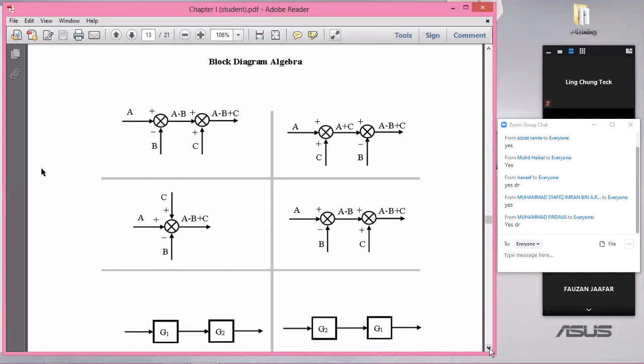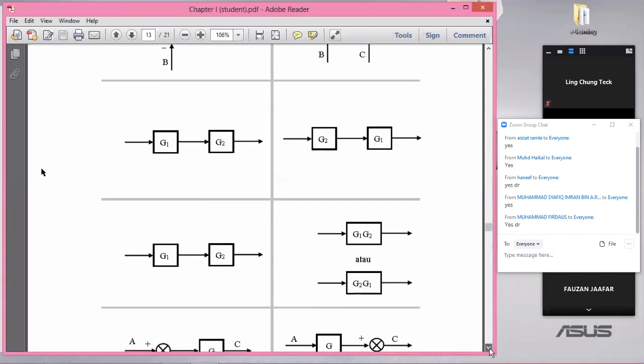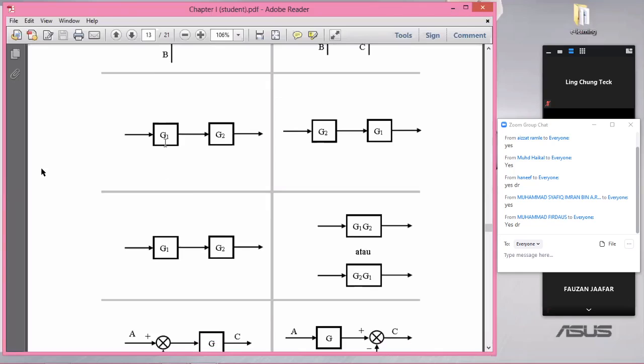Most of the items in the table are self-explanatory. Okay, for example, here, if you have blocks in series, then you can interchange them. This is just multiplication of two blocks, G1 and G2. You can replace it with G2 and G1, and you can also replace it with a single block, which is just the multiplication of G1 and G2. That is just self-explanatory.